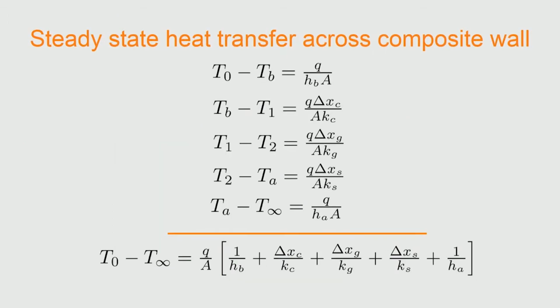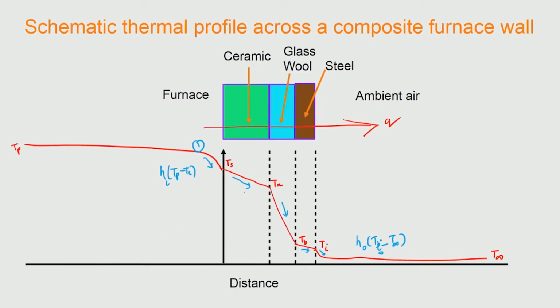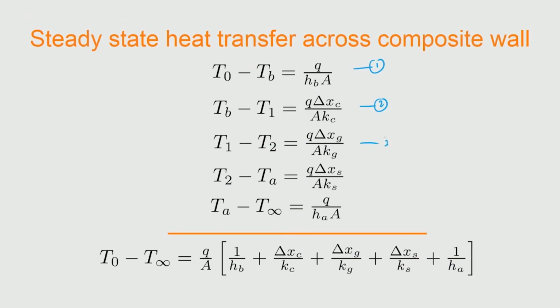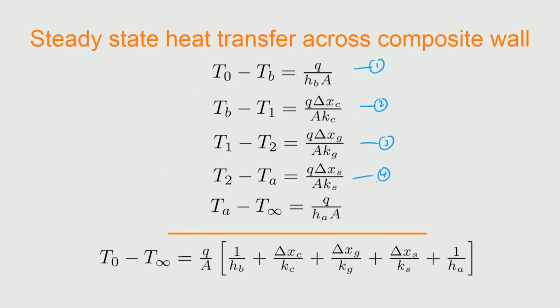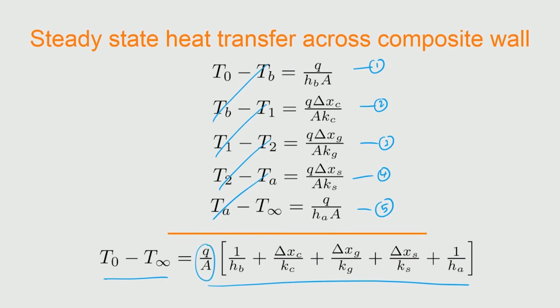So the first expression would look like this, okay, and this expression would look like this, this expression would look like this, this would look like this, and here would look like this. So you write expressions for all the 5 locations across which the heat flux is being written, and once you write, you can then see that when you add, these will get cancelled, and you can write T naught minus T infinity is equal to this expression, in which we have taken Q by A as common out, and we can see 1 by Hb plus delta Xc by Kc, etc.